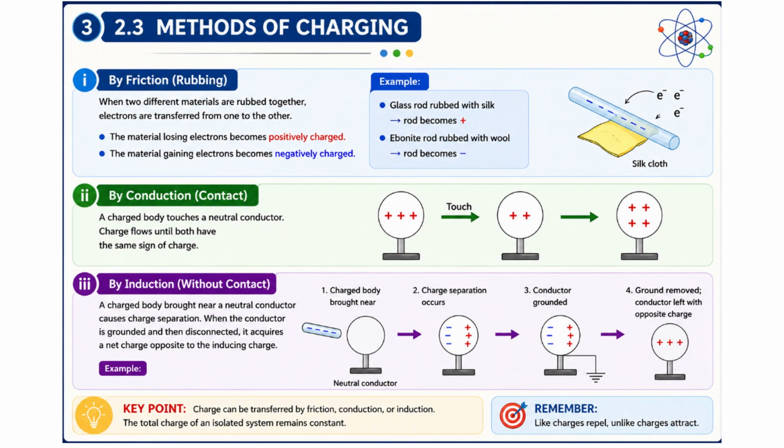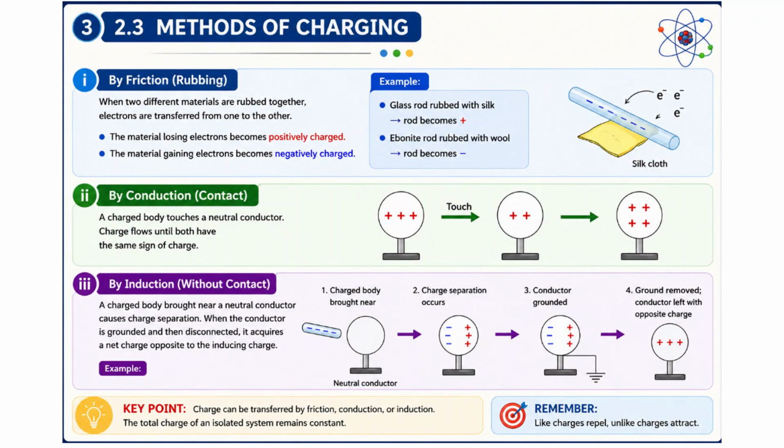So when you rub two different materials against each other, you are physically bringing their surface atoms into incredibly close contact. Yes. So the atoms of one material will naturally have a stronger grip, a higher affinity for electrons than the other. Because of this, electrons are transferred directly from one material to the other. Okay? Remember this rule, I'll write it down.